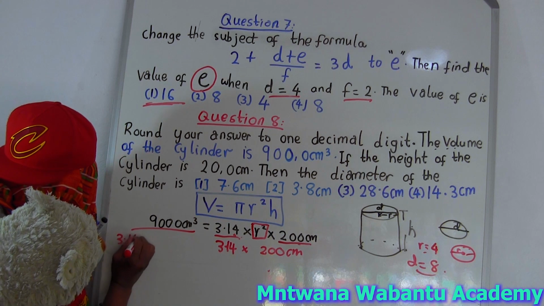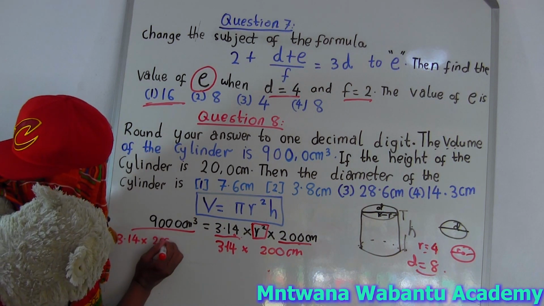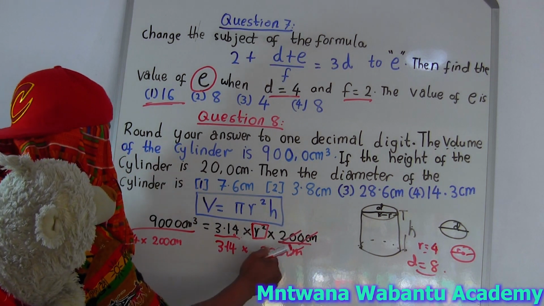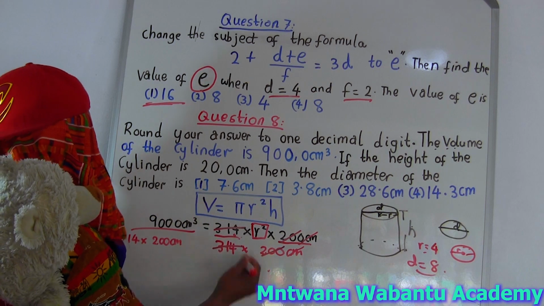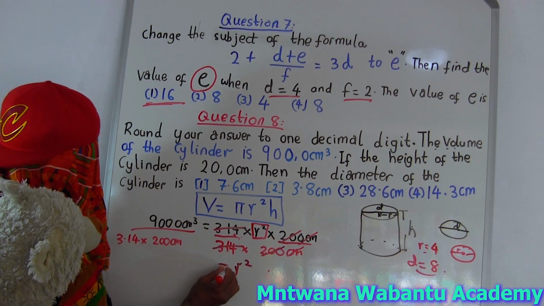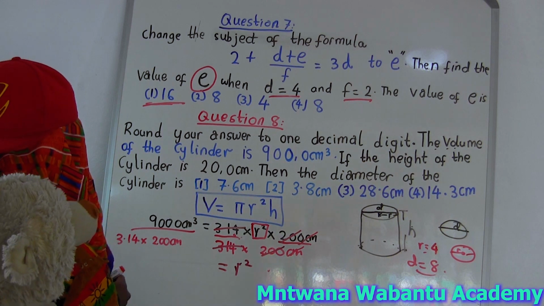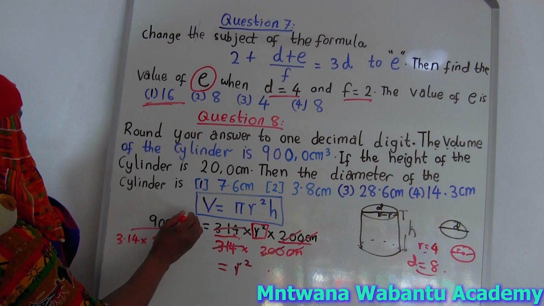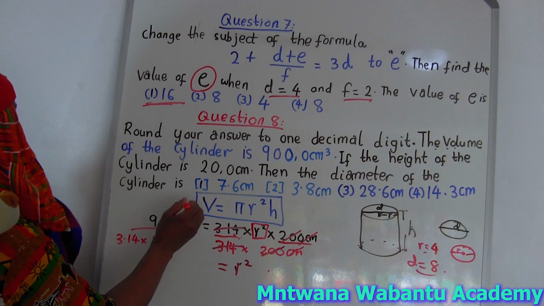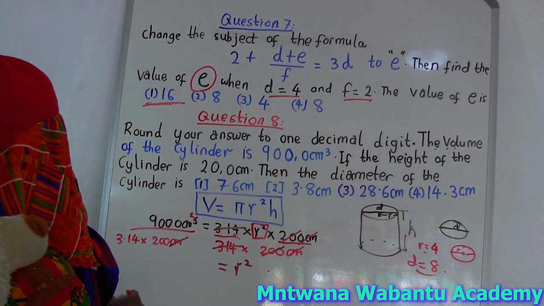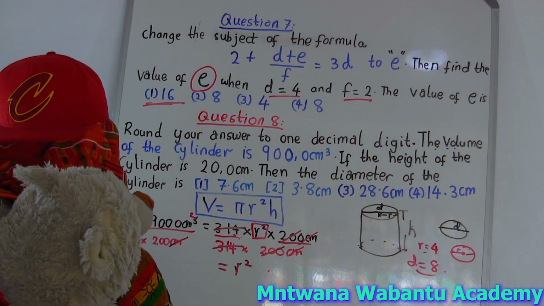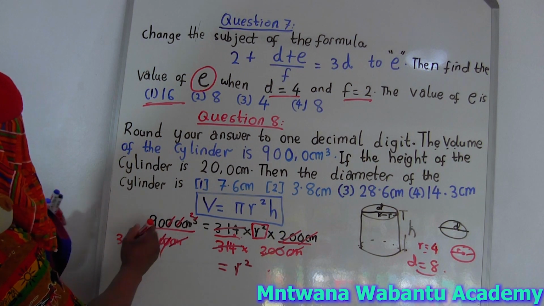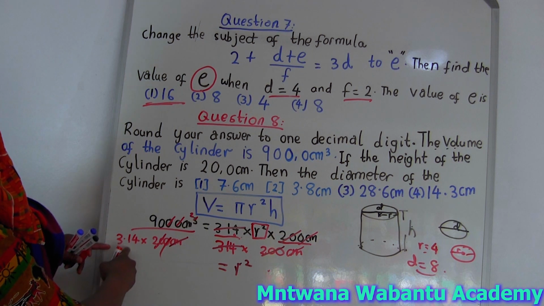So 3.14 times 200 centimeters. You see, these and these are going to cancel because 200 over 200 is 1. So I'm going to be left with r square, radius square, equal to... I can plug this in the calculator. Look, centimeter cube over 1 centimeter: 1 centimeter is going to go, and we're only going to be left with centimeter square. So now I'm left with 900 over there. Okay, now 10, 10, 10, 10, so I'm left with 90 over 1 point, just like you see.